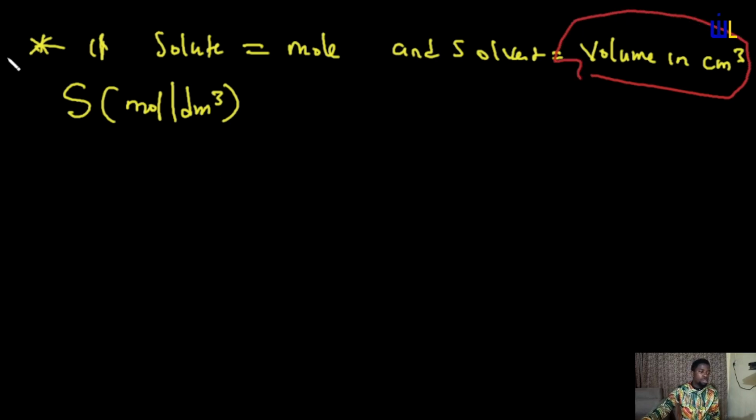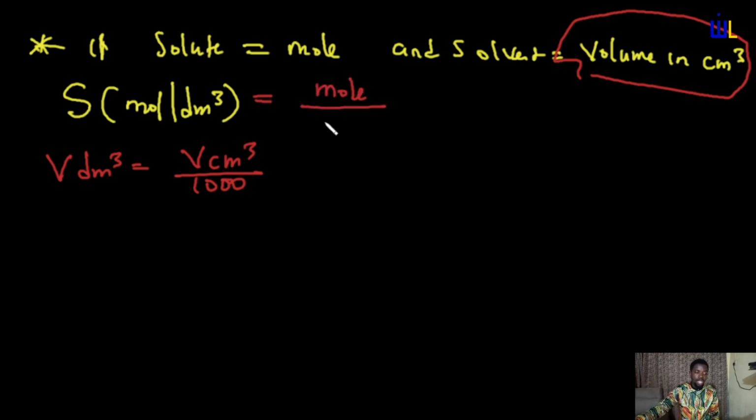Very simple. There is a simple relation between volume in dm³ and volume in cm³, and it is simply expressed as volume in dm³ equals volume in cm³ divided by 1000. What does this simply mean? It means that anywhere I need the volume in dm³, I can simply replace it by volume in cm³ over 1000. Generally, solubility in mole per dm³ is mole divided by volume in dm³.